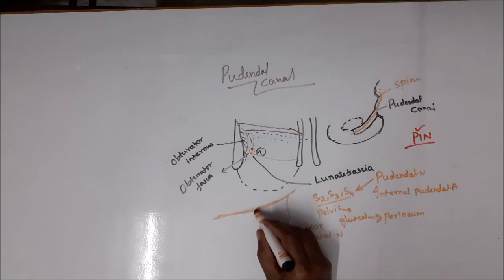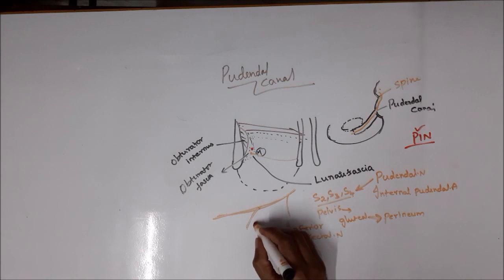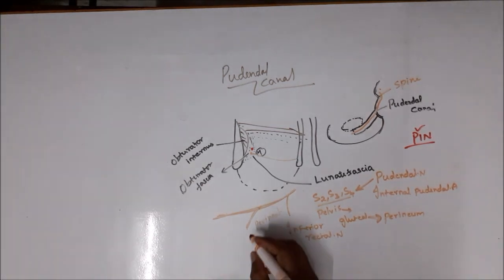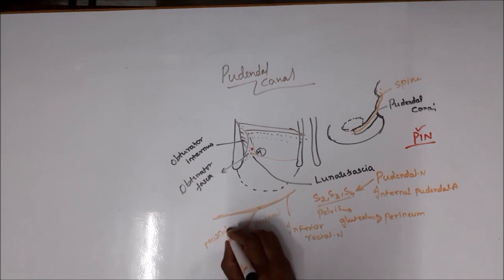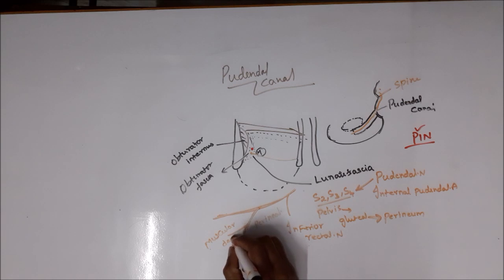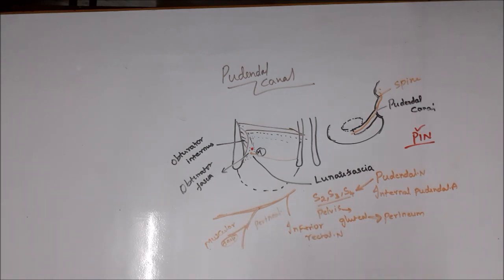The next thing is it's giving a branch called perineal nerve. So this perineal nerve is again having two branches. One is deeper branch and one is superficial branch. So deeper branch is a muscular branch. It's supplying all the muscles which are forming the urogenital diaphragm and even the deep transverse perineum, superficial transverse perineum. Then the other one is a cutaneous branch which goes to the scrotum in males and labium in females. So this is posterior scrotal nerve or posterior labial nerve.